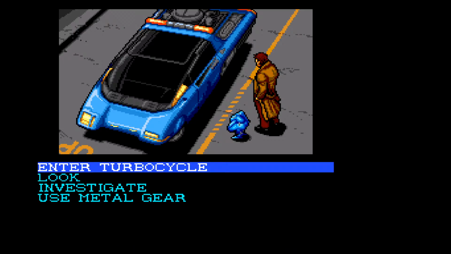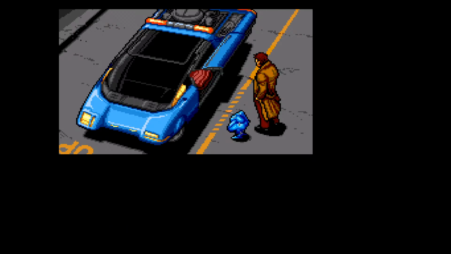It's funny that this thing is a tricycle too, considering that the initial vehicle that Sam gets in Death Stranding is a reverse tricycle. Alright, so let's go ahead and enter.